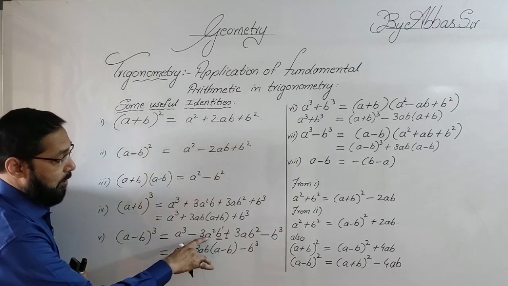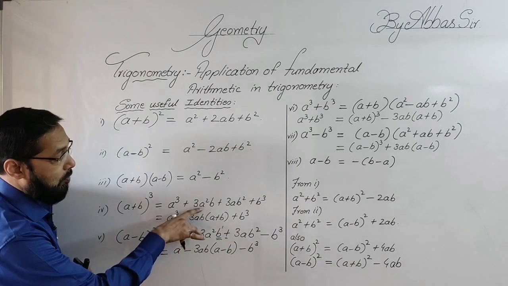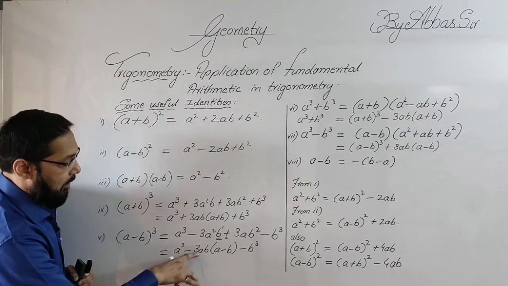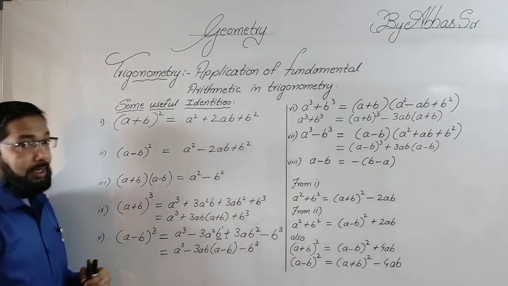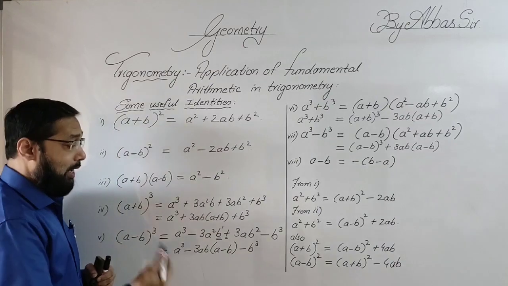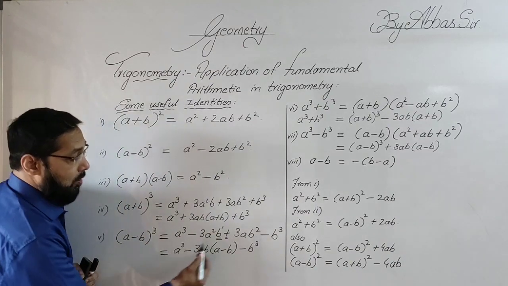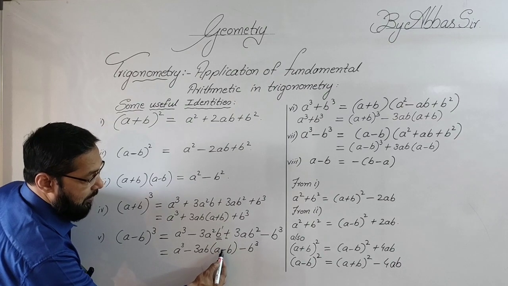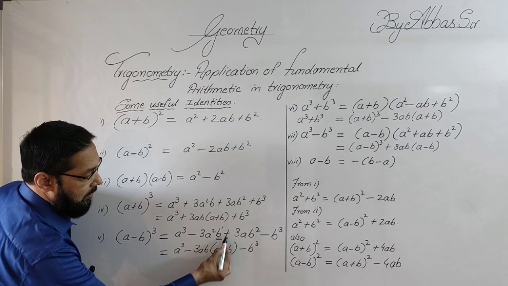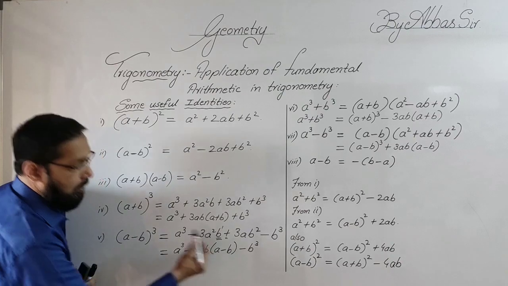Now, when you remove 3ab common, as we had removed in the earlier case, in the same way, if I remove 3ab common over here, I get a minus b inside the bracket. So now why has a minus b come inside the bracket? Because when you remove negative sign common, this positive sign becomes negative. So this plus has become negative when we form the bracket.